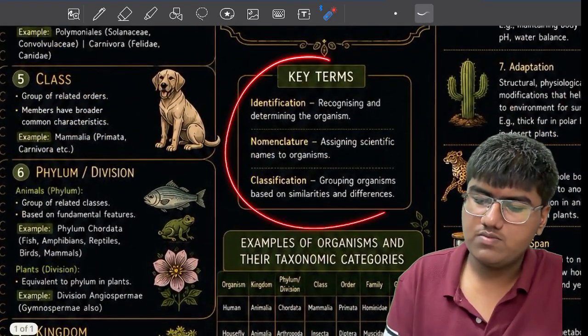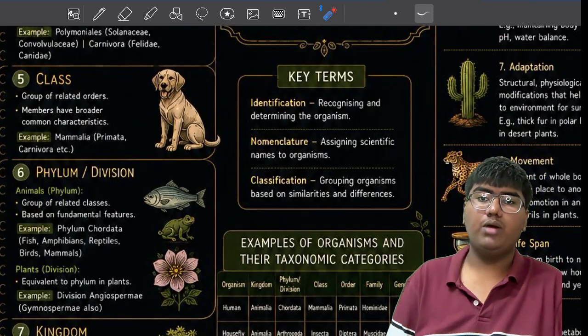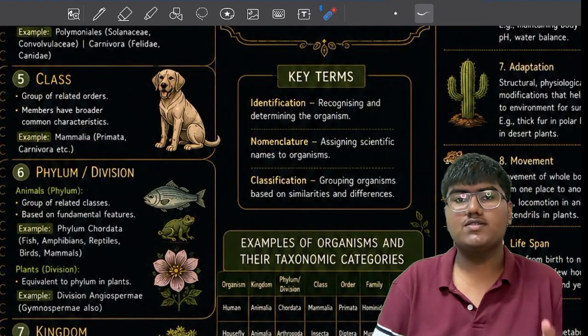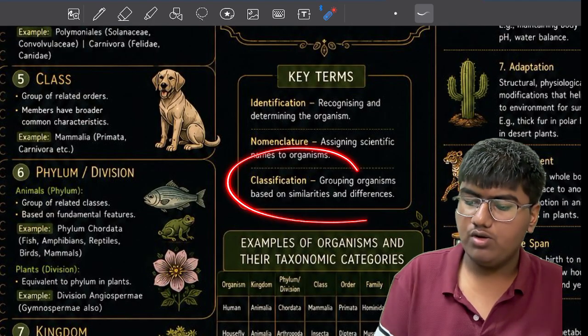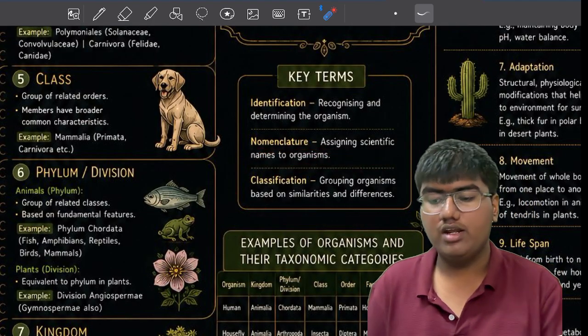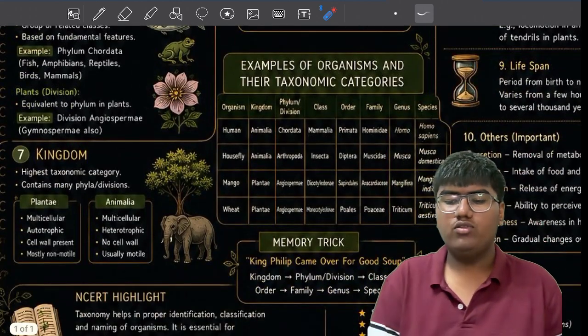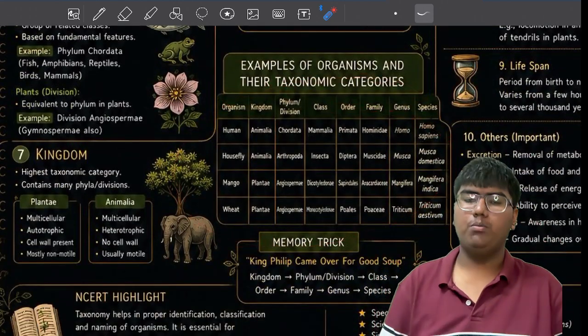Next come key terms. Identification is recognizing and determining the organism. Nomenclature is assigning a scientific name to organisms. Classification is nothing but grouping organisms based on similarities and differences. Next, we have this important table, which is very important.